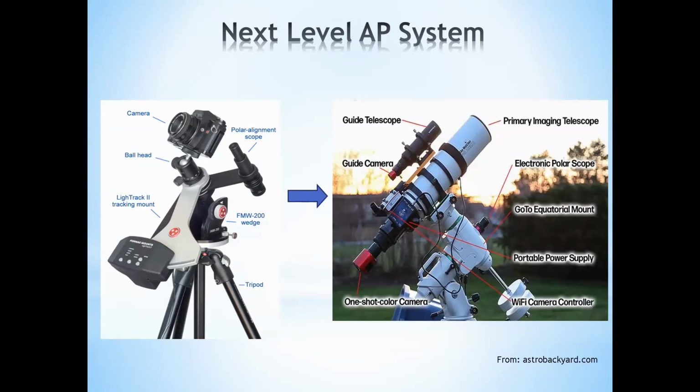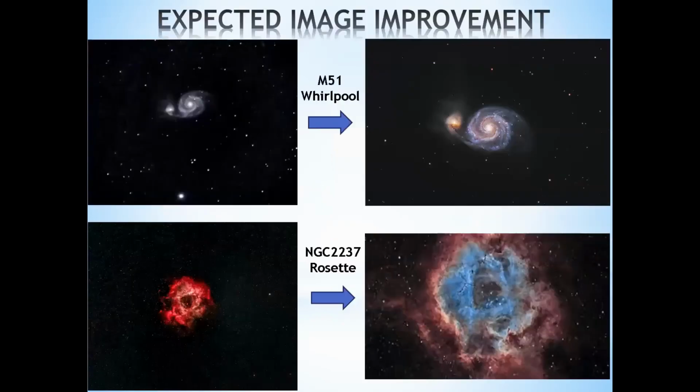So what should I expect to get in terms of image improvement if I went down to this? Here's the Whirlpool Nebula that I shot, that's what I would expect to get if I went to the next step. Or here's a Rosette. A lot more detail, a lot more clarity, a lot more expense.